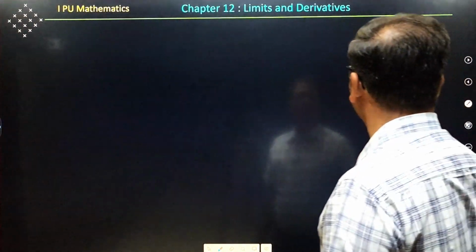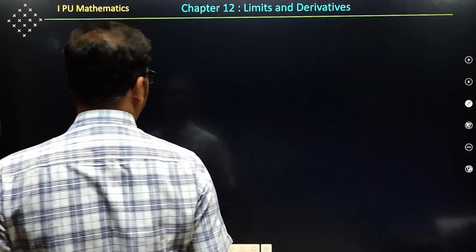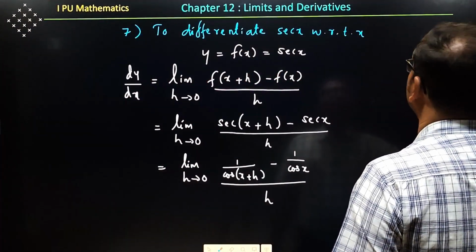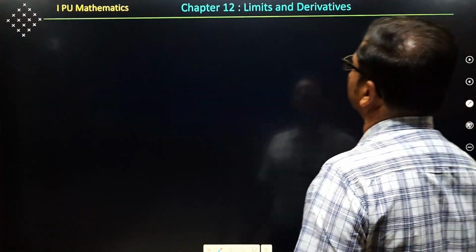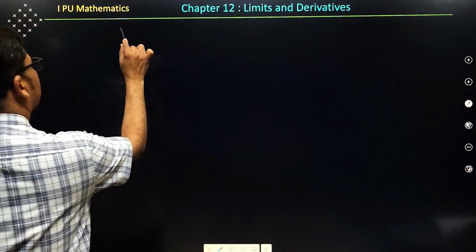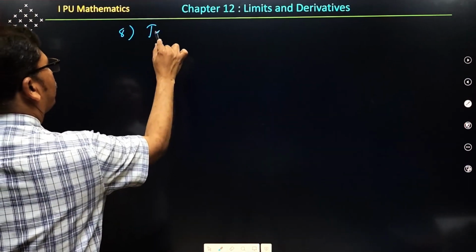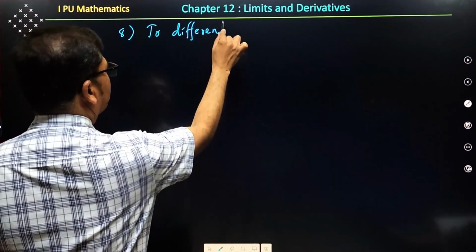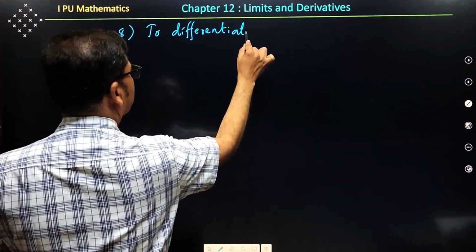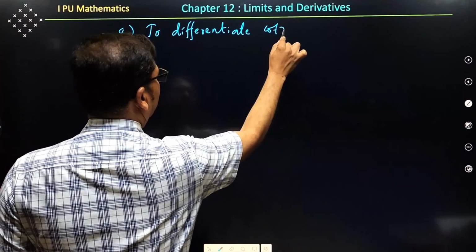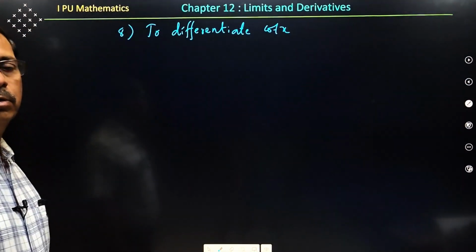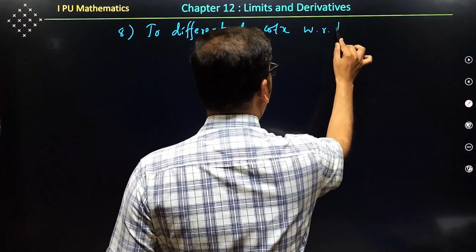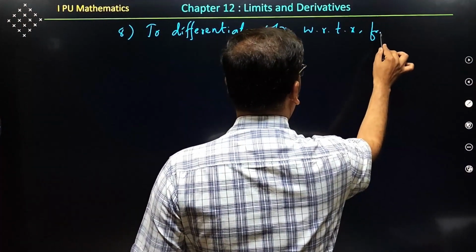Write down. I think it is the 8th one or 9th one in continuation. 8th one. To differentiate cot x with respect to x. Cotangent of x, cot x, with respect to x from first principles.